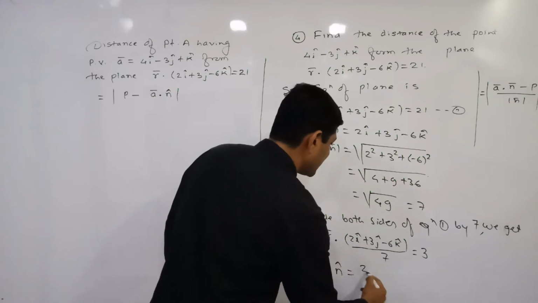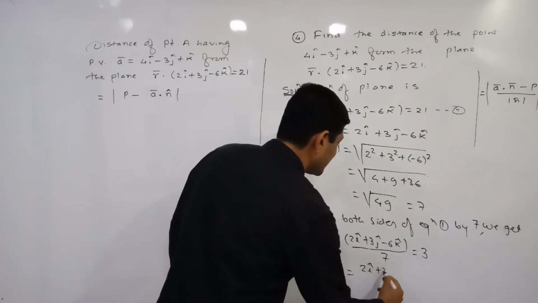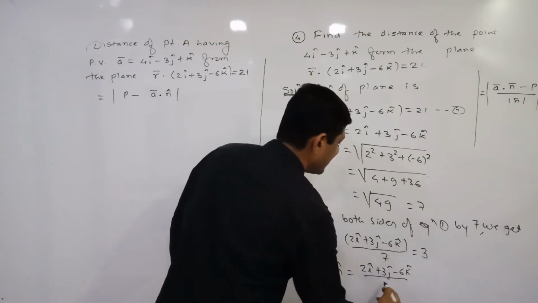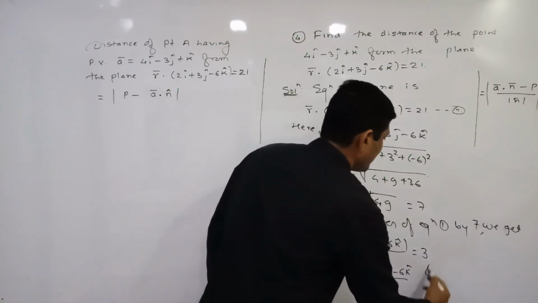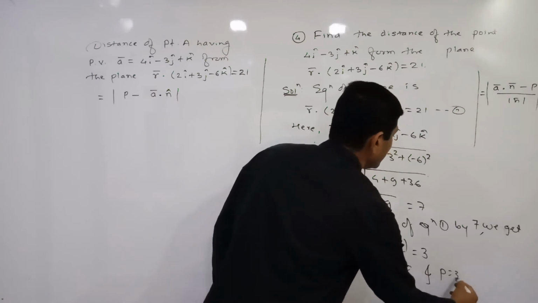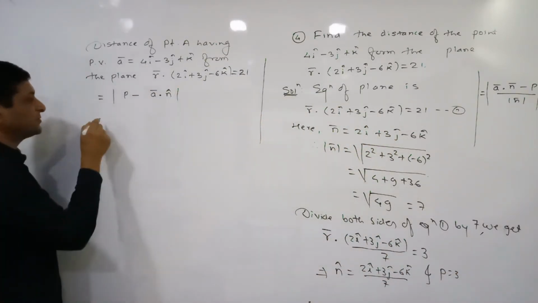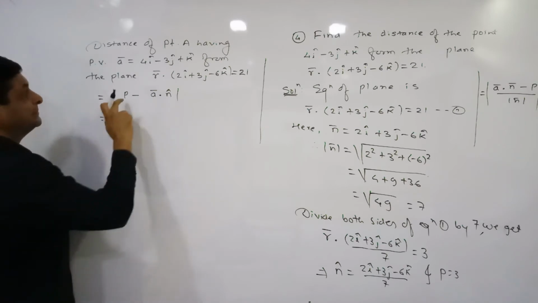So this implies that n cap is equals to, what is the value of n cap here? 2i cap plus 3j cap minus 6k cap divided by 7. And what is the value of p here? p is equal to 3. Once these two values are known to us, the remaining part is just to substitute these values in this formula.